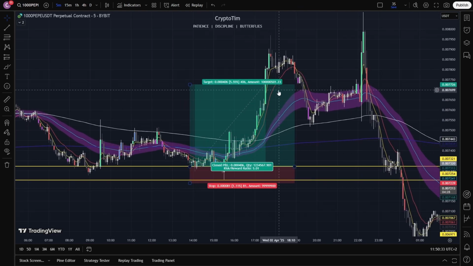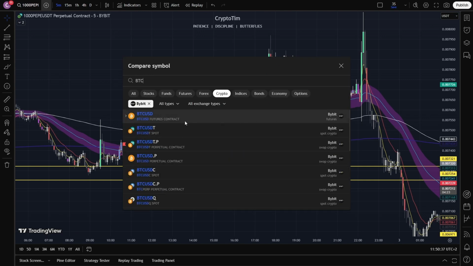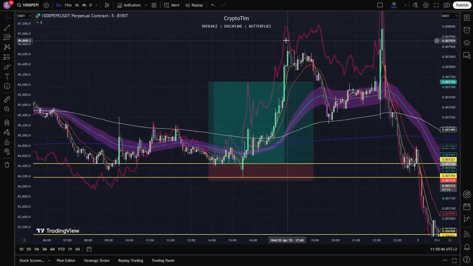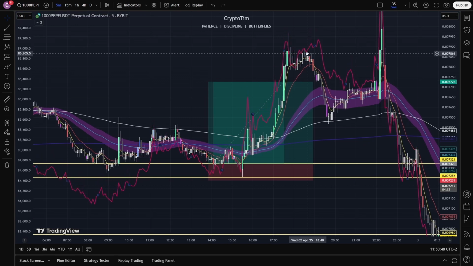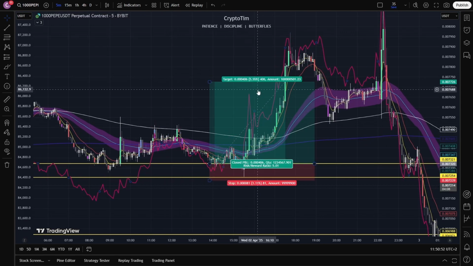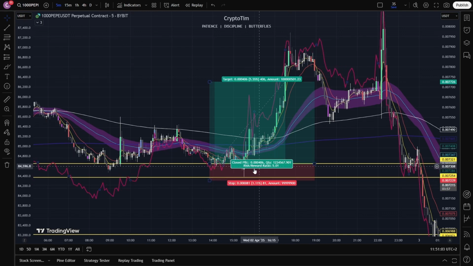I think Bitcoin did something similar. We can have a quick look. So if we overlap Bitcoin, we can see a pretty similar pattern. So Bitcoin also had this move up, the retrace and the impulse up. So usually these coins do follow Bitcoin. So you can always use Bitcoin as a confluence.